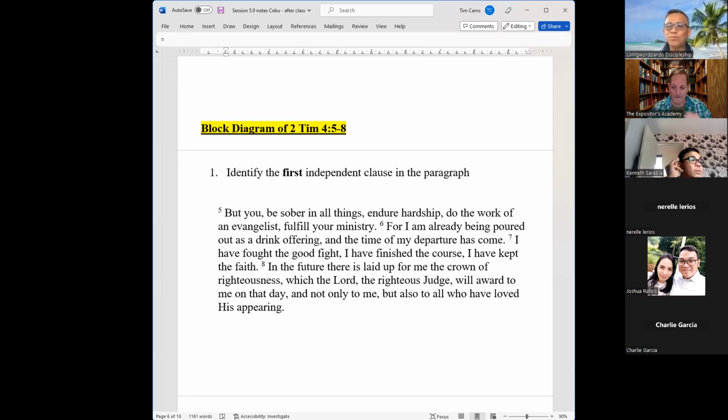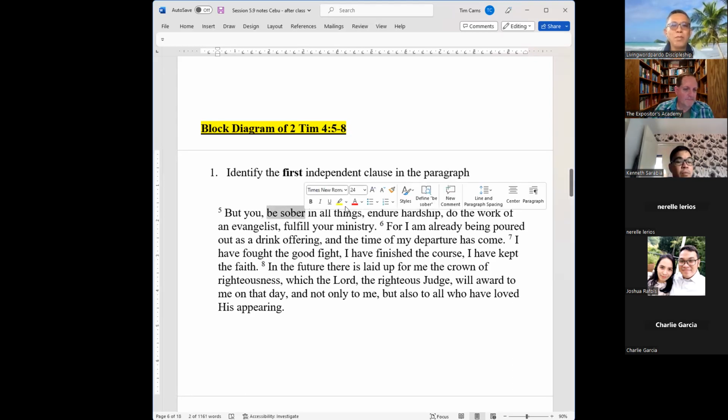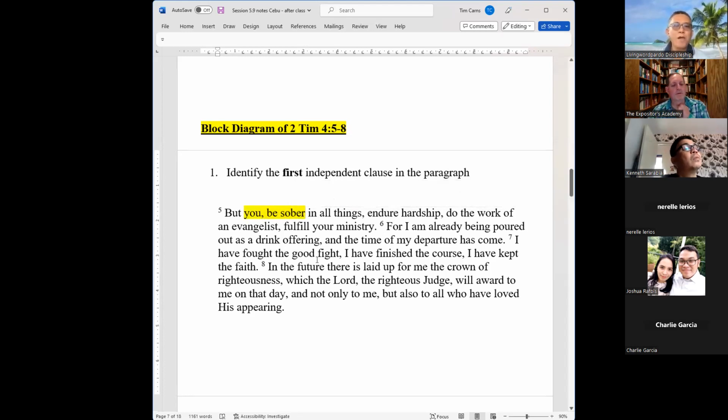Great, thank you. Okay, since you read the passage, Joshua, do you see the first independent clause in this passage? What do you think might be the first one? Be sober in all things. Yeah, I think that's it. Or be sober, really. That's the subject, you be sober. The verb, be sober.